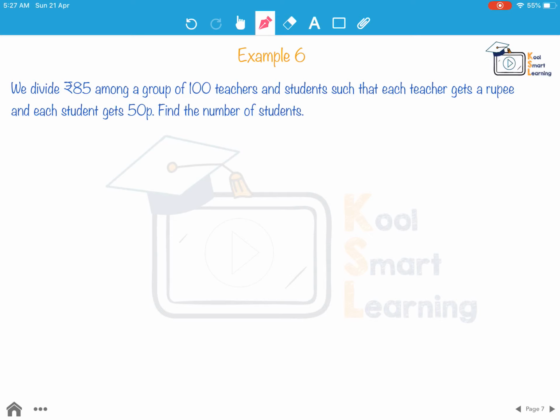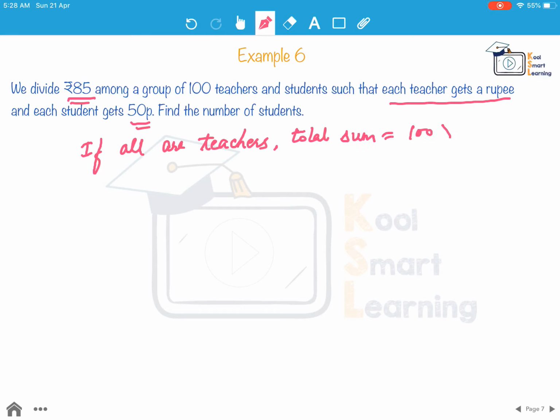Now moving on to the 6th question, we divide 85 rupees among a group of 100 teachers and students such that each teacher gets 1 rupee and each student gets 50 paisa. We need to find out the number of students. Let's first of all see if all are teachers. If there is no student, that would mean, what is the total sum of money? We have 100 teachers into 1 rupee, which gives us 100 rupees.